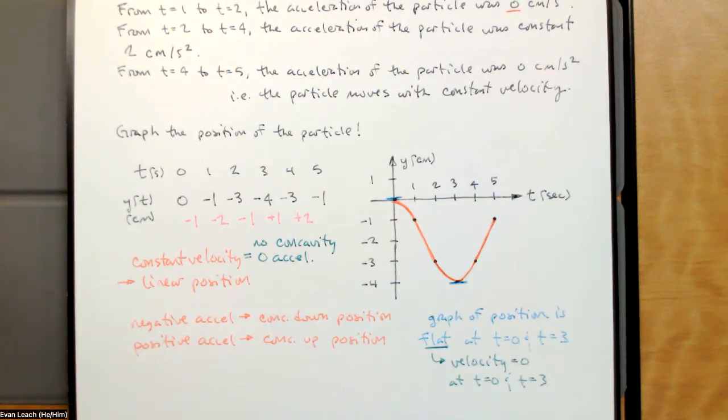So here's a graph of the position, including all of its intervals of increase and decrease, the correct amounts of increase and decrease, and the correct concavity.